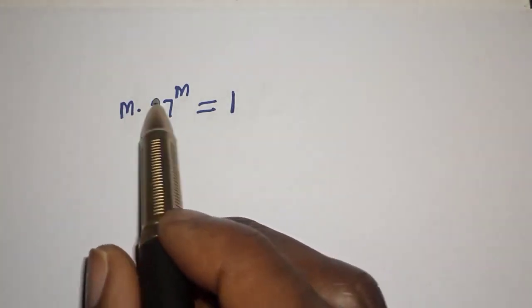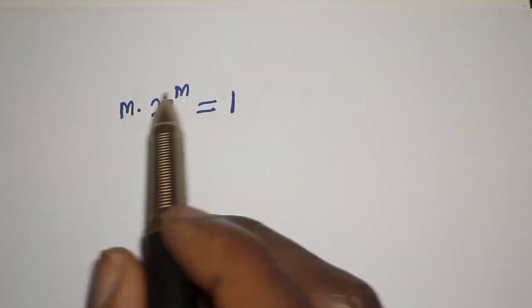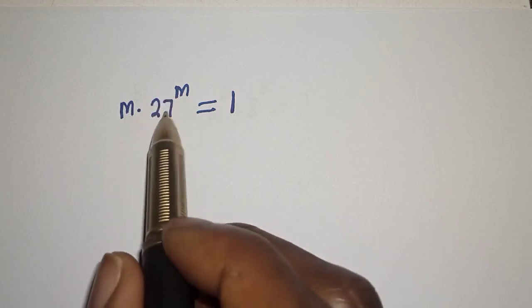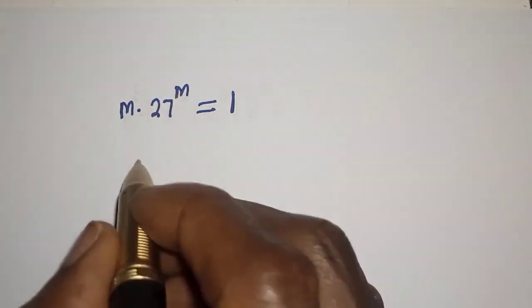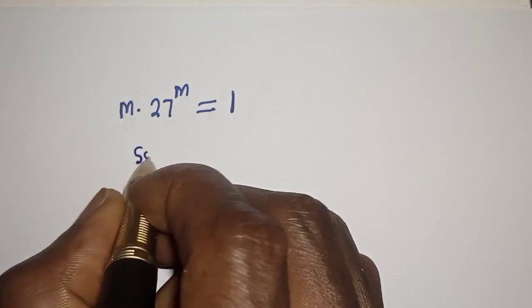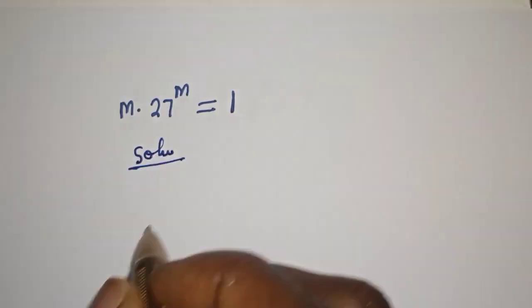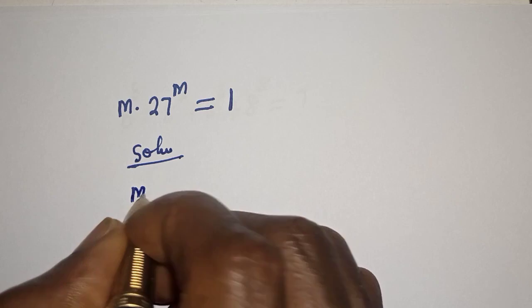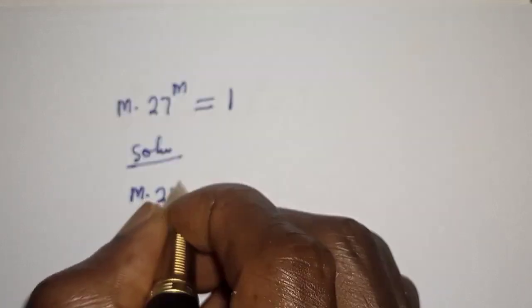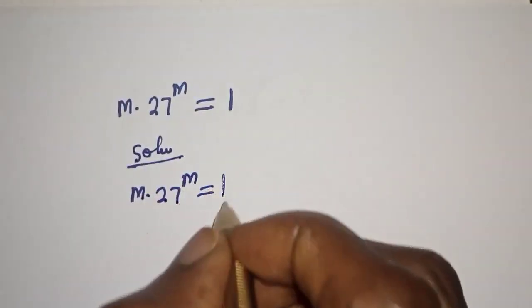Hello, welcome to Math. In this class, I want to find the value of m from this beautiful equation. M multiplied by 27 raised to power m is equal to 1. Solution. M multiplied by 27 raised to power m is equal to 1.